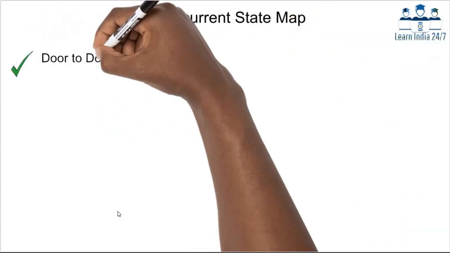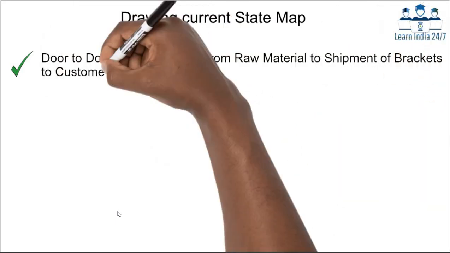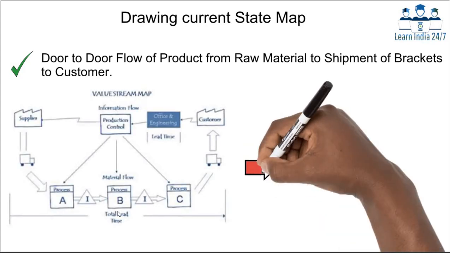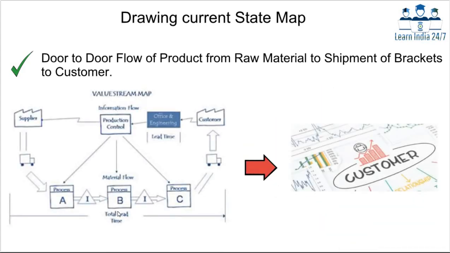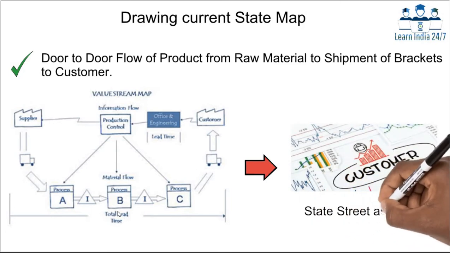The boundaries of Acme's current state are the door-to-door flow of product through Acme's plant, including receipt of basic raw material, that is coil steel, till the shipment of the completed bracket to Acme's customer, State Street Assembly.